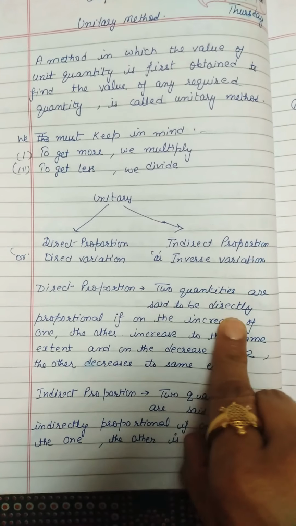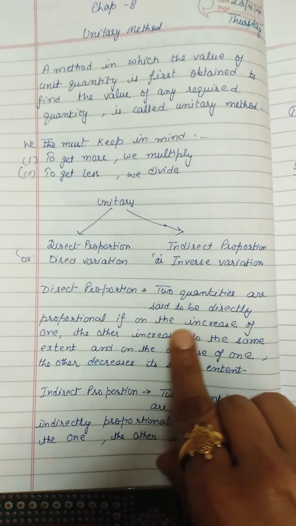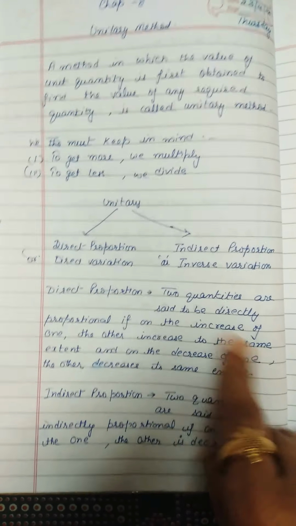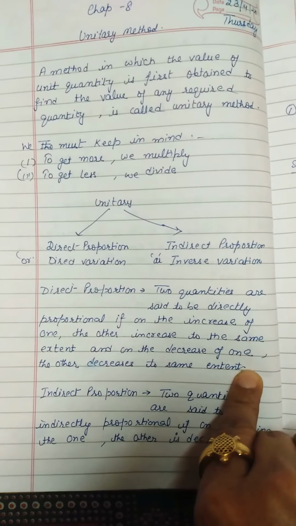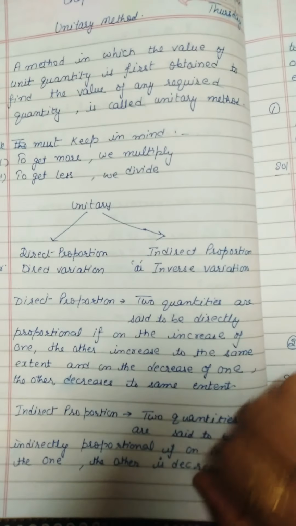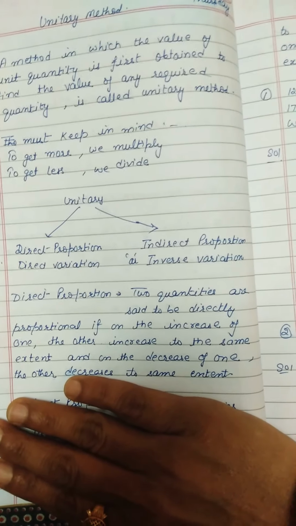Two quantities are said to be directly proportional if, when one increases, the other increases to the same extent, and when one decreases, the other decreases to the same extent. Okay. Before indirect, just listen.